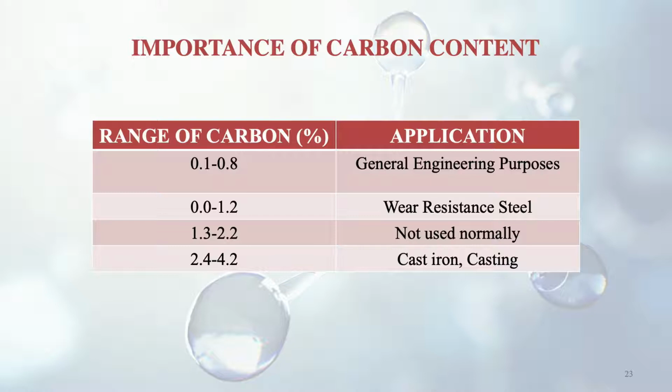So the table here gives us the range of carbon and the application. 0.1 to 0.8% of carbon in steel is used for general engineering purposes. Then from 0.8 to 1.2% of carbon, it is wear resistant steel. So we get the wear resistant steel in this range. From 1.3 to 2.2% carbon, it is not used normally. And from 2.4 to 4.2% it is cast iron and basically used for casting.